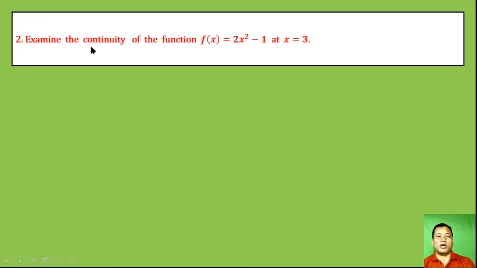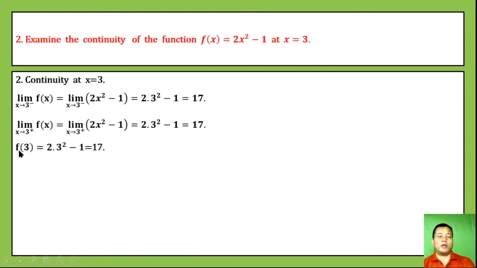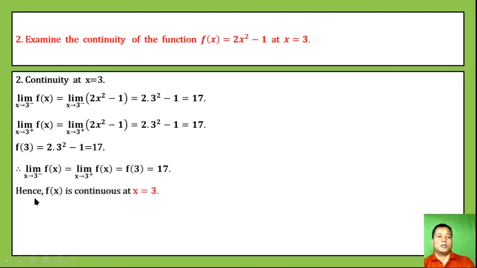Question number 2. Examine the continuity of the function f of x equal to twice x square minus 1 at x equal to 3. Continuity at 3. Limit of f of x as x tends to 3 from the left equals twice x square minus 1, a polynomial in x, so replacing x by 3 we get 17. Right hand limit at 3 is also 17. Function value at 3, that is 2 into 3 square minus 1, is also 17. These three are equal. Hence f of x is continuous at 3.